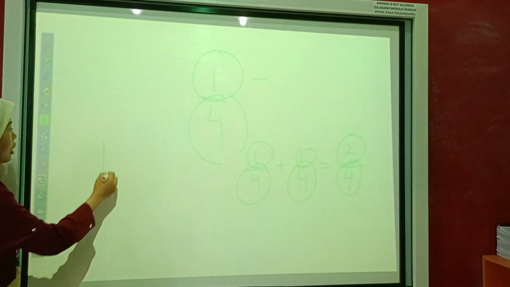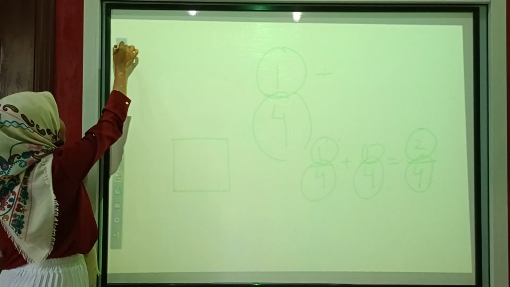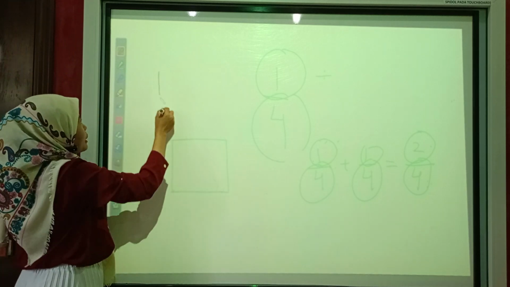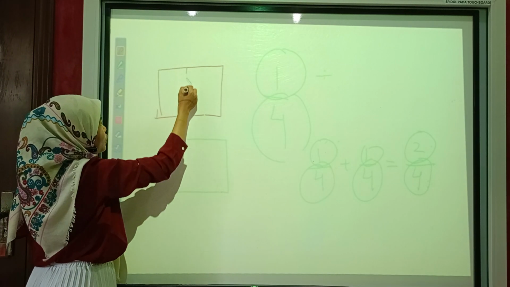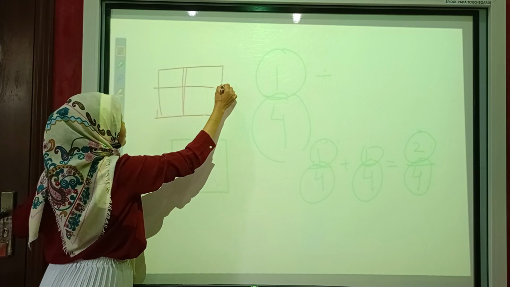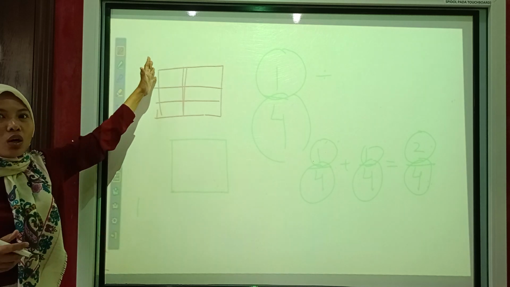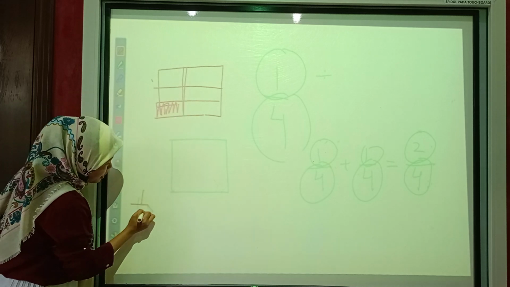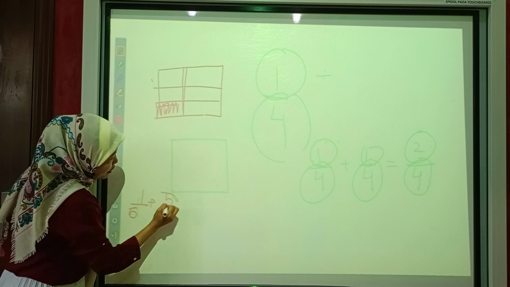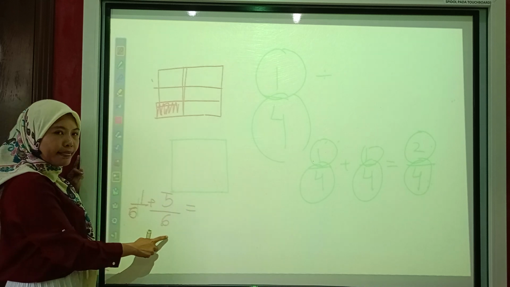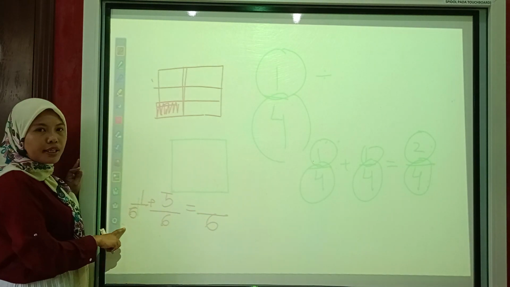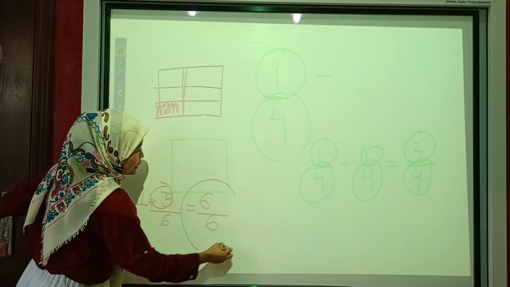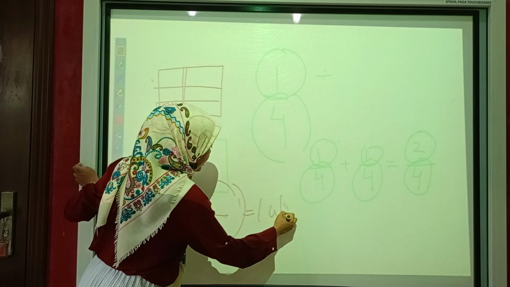For example, I have a piece of paper and I will cut it into 6 parts. This is a whole unit. I will color 1 part. So 1/6 plus 5/6. Because the denominators are the same, you just write the denominator. The numerators are different, so we add them. 1 plus 5 is 6, and 6/6 becomes 1 whole unit.